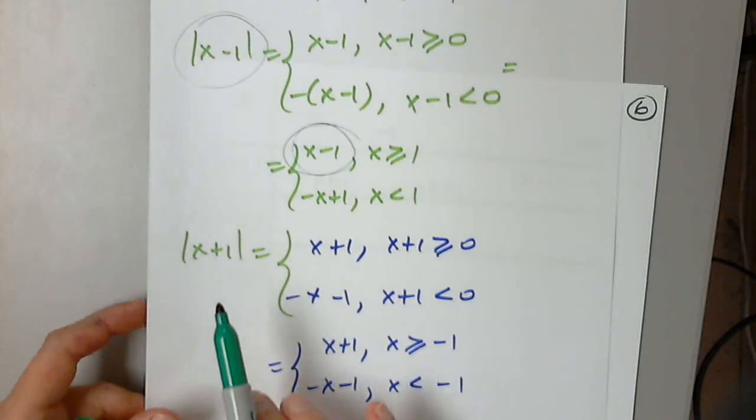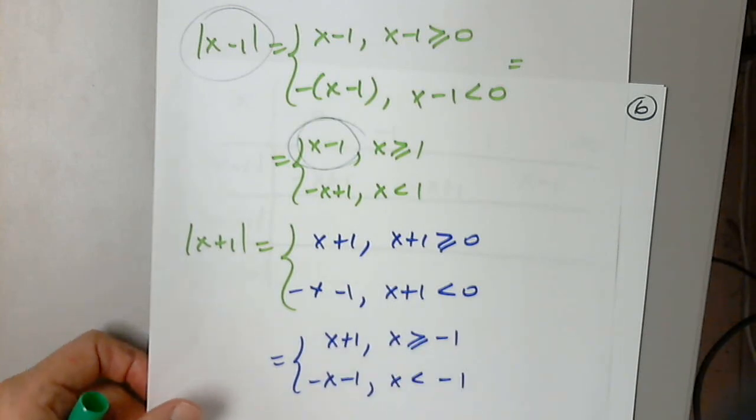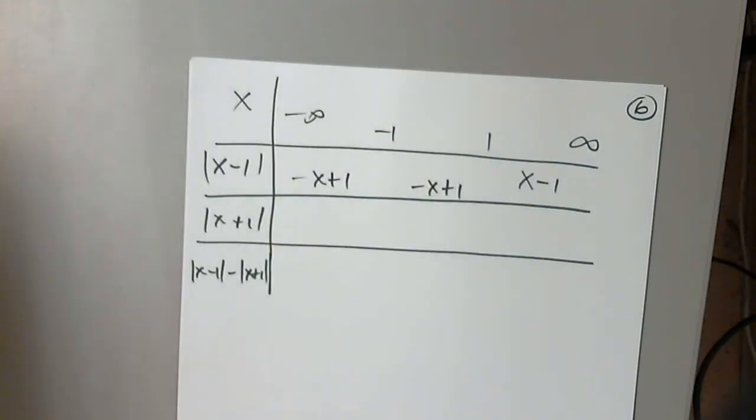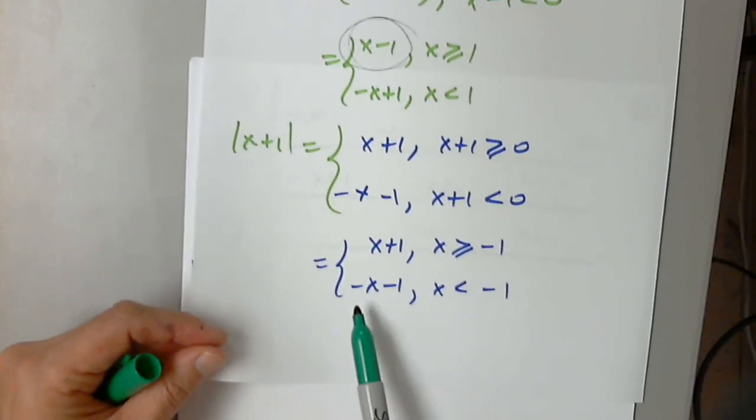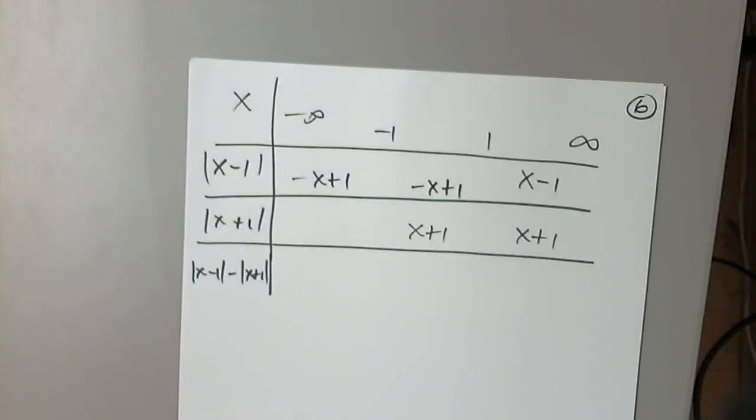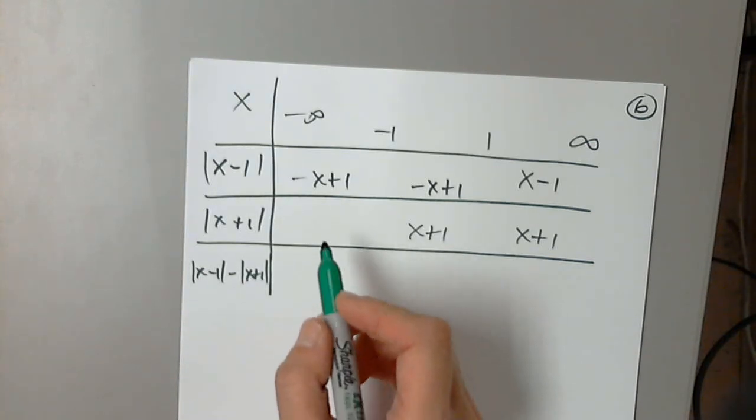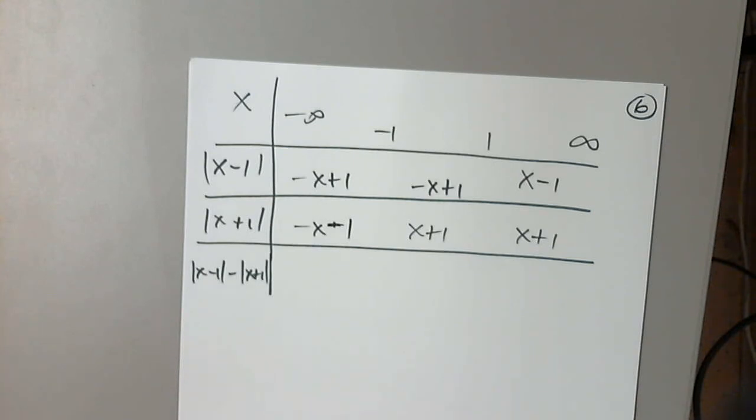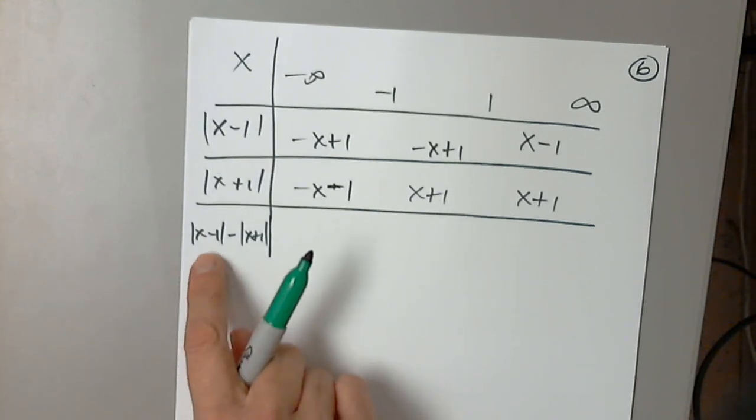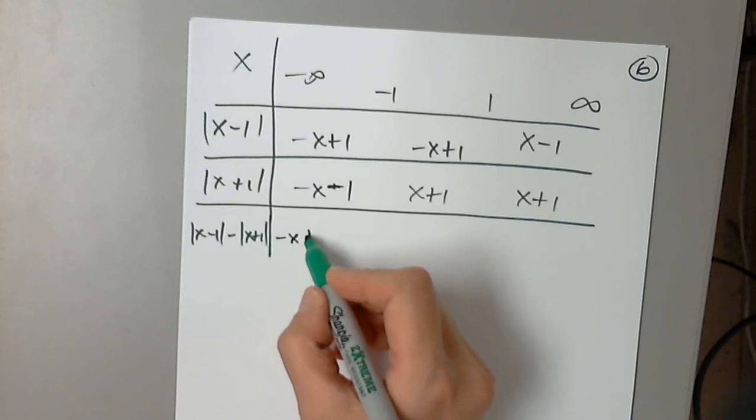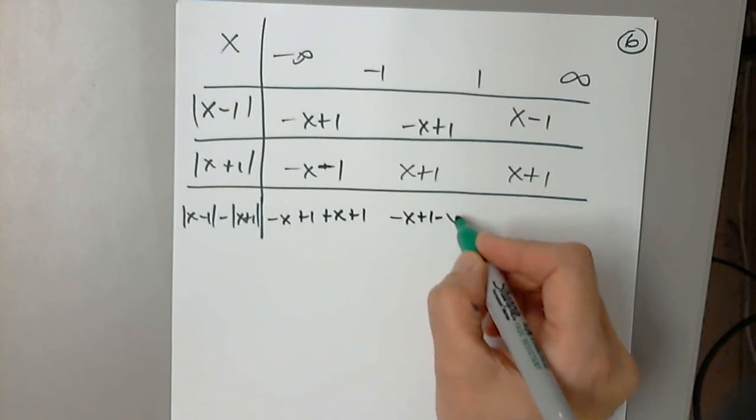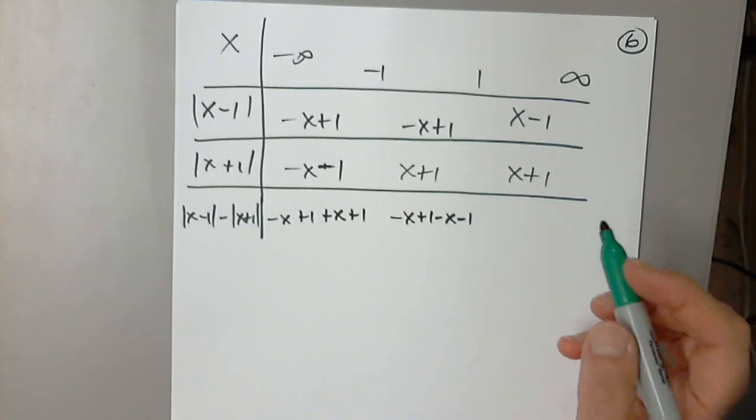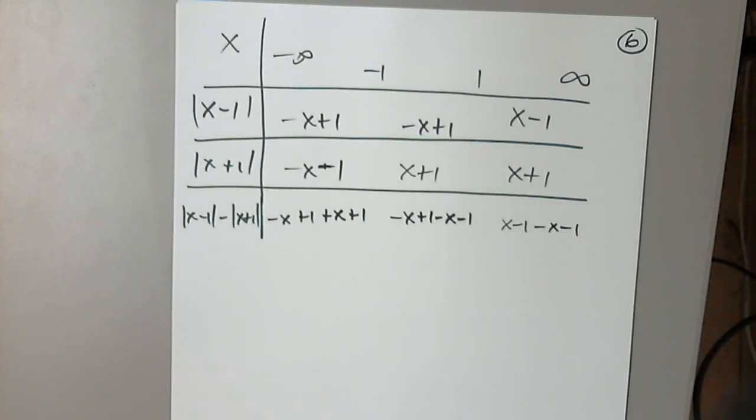We do the same with x plus 1. The absolute value of x plus 1 can be replaced by x plus 1 for the right-hand side of negative 1. How many intervals do we have to the right-hand side of negative 1? So I have to write x plus 1 twice. And it can be replaced by negative x minus 1 to the left-hand side of negative 1, which means how many intervals? 1. Yes. Remember, we are subtracting these two. So I have negative x plus 1 plus x plus 1. Negative x plus 1 minus x minus 1. And x minus 1 minus x minus 1.